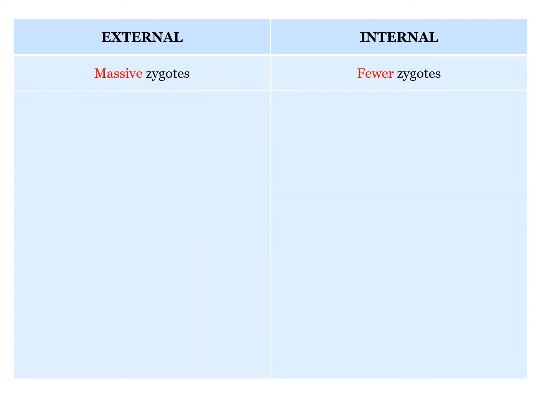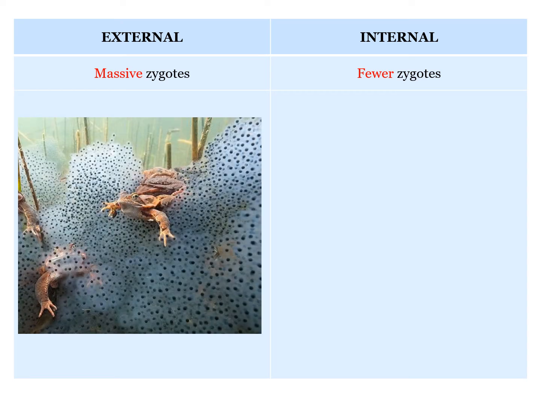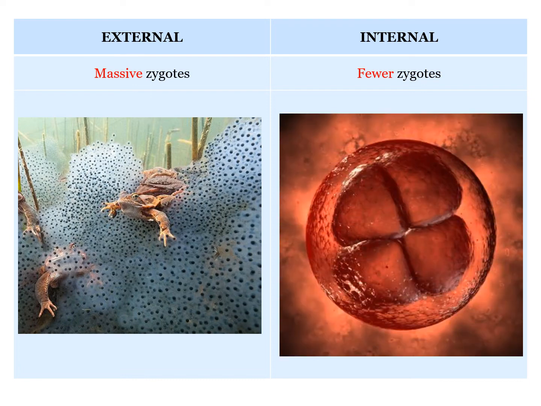After fertilization, zygotes are formed. In external fertilization, since there are many gametes released, there is also a high chance to have massive numbers of zygotes, while in internal fertilization, there will be only a few zygotes. Remember, these zygotes are developing inside of the female's body, so it would be logical to only have a few zygotes.